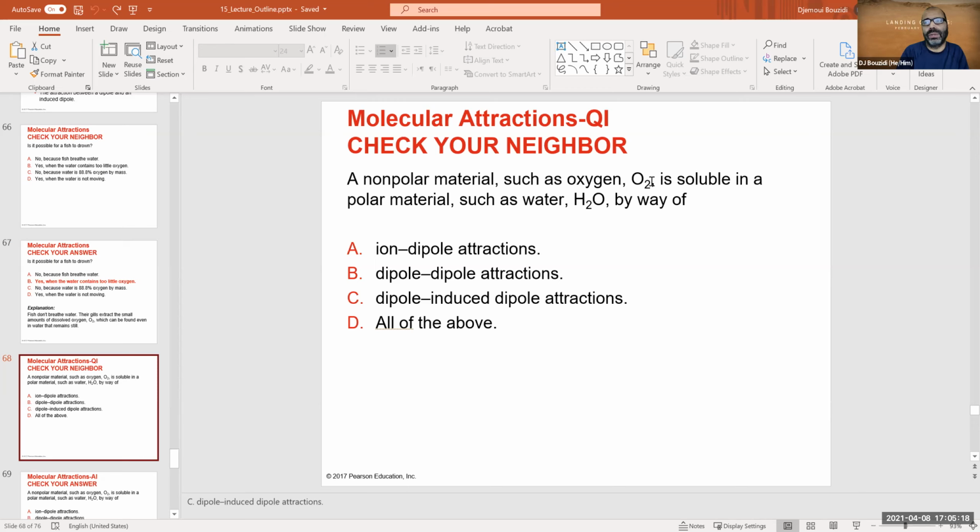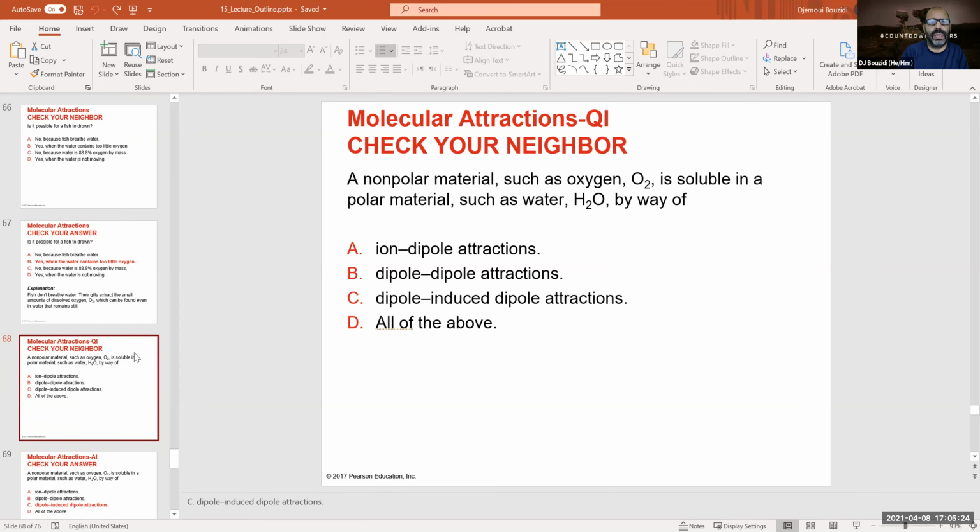So this oxygen is soluble basically in water because of the induced dipole interactions, and the correct answer is C.